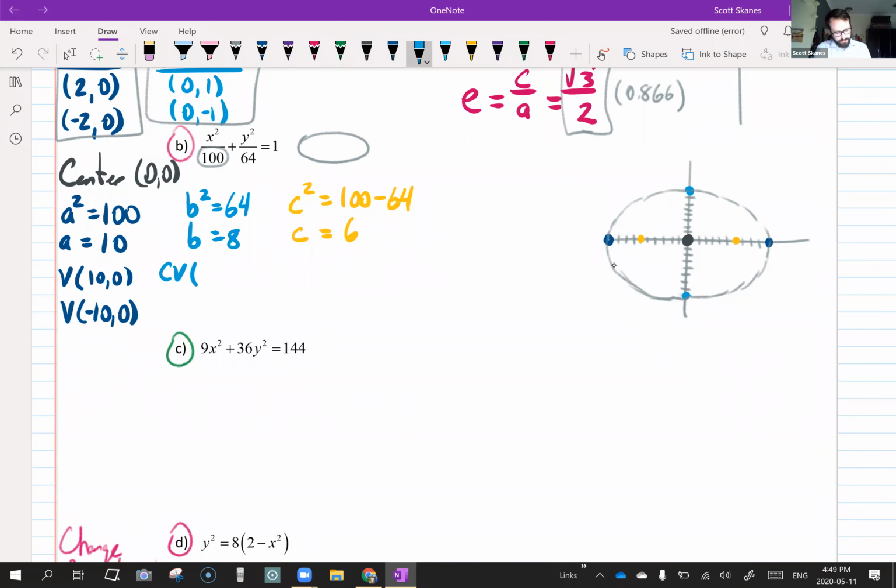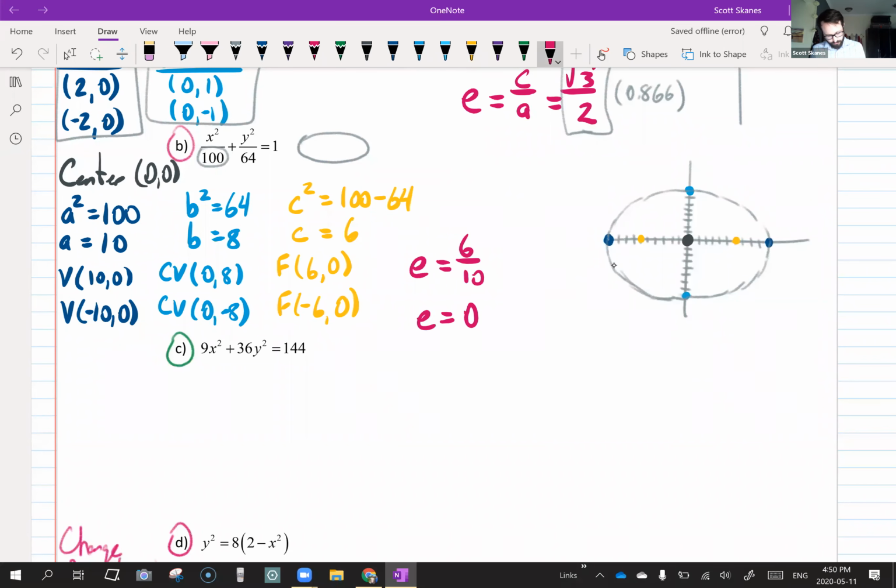CV for co-vertices is in the y direction, so 0, 8, 0, negative 8. Foci, 6, 0, negative 6, 0. And finally, the eccentricity, or how weird the shape is, 6 over 10, or in other words, 0.6. It's C over A, just in case you forgot.